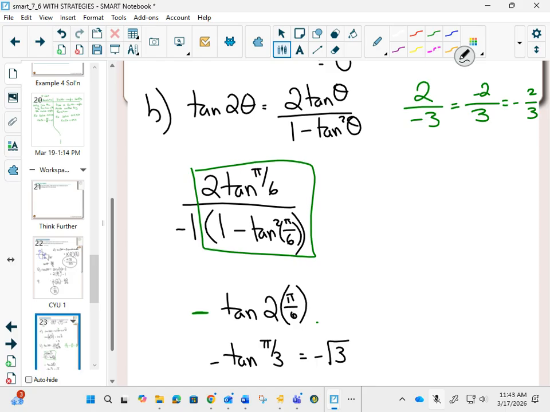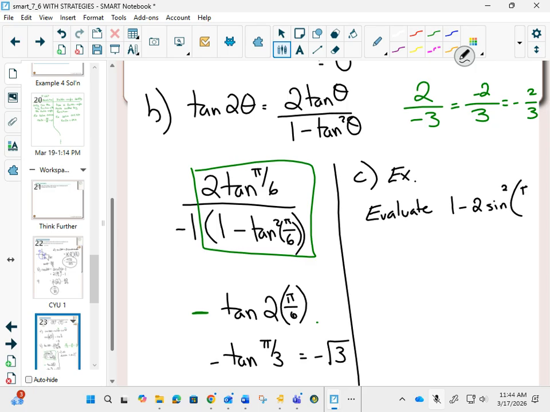So I'm going to add a C to this question. For C, I am going to write: evaluate, without a calculator, 1 minus 2 sine squared of pi over 8. I specifically chose pi over 8 because that is not on your pie plate. Definitely not on our pie plate. And this is non-calculator.